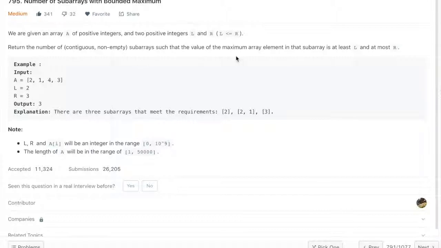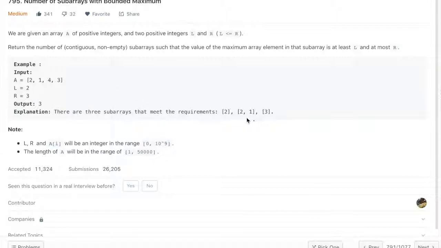The requirement is that the maximum of a given subarray shouldn't be bigger than the upper bound R and shouldn't be less than the lower bound L. So let's take a look at the example here. We now have an array 2, 1, 4, 3 and 3 legal subarrays.